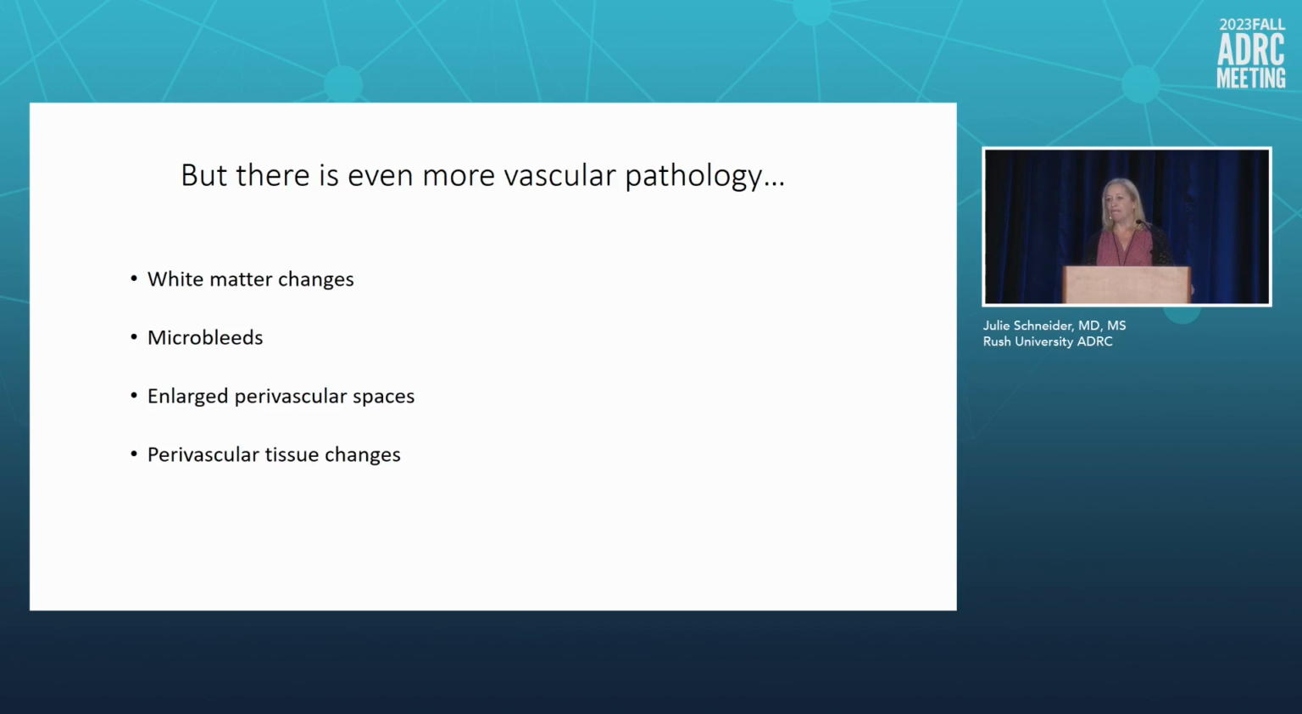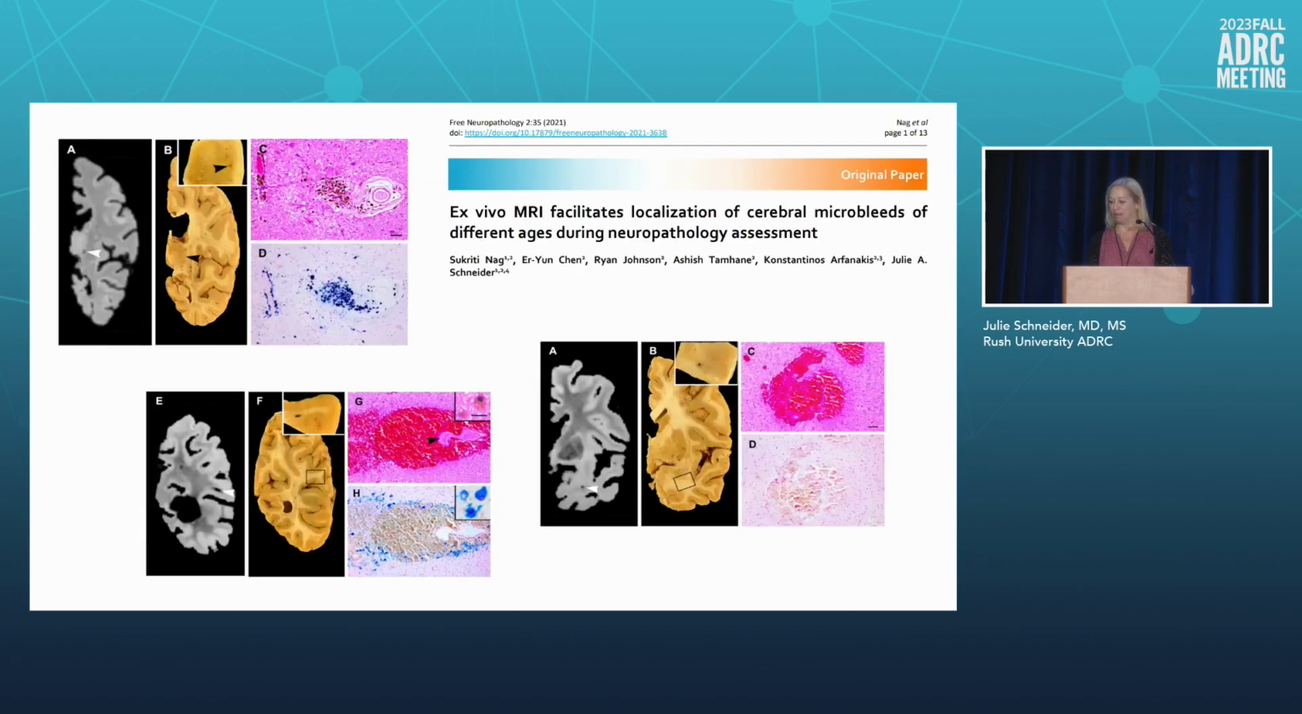Microbleeds is also, and I'll show you pictures, something that radiologists can do better than the neuropathologists. I think enlarged perivascular spaces and perivascular tissue changes, however, are another area for us to really think about. So just pointing out that if you look at ex vivo MRI and you look for microbleeds and then you match it to the tissue, we're missing microbleeds. So we're not seeing those.